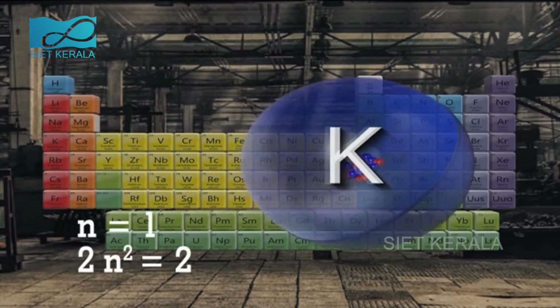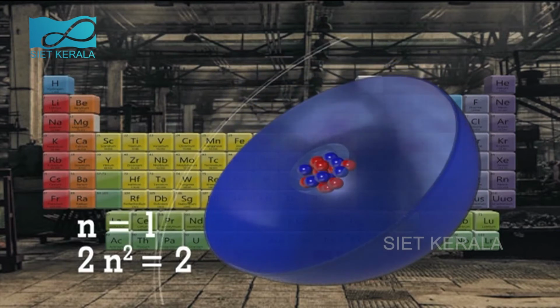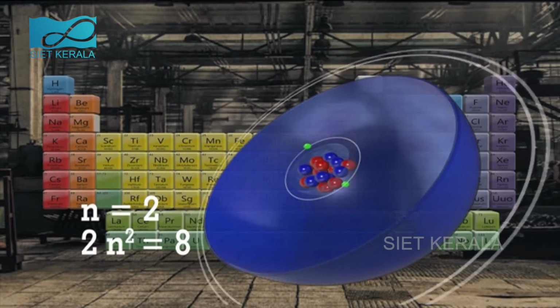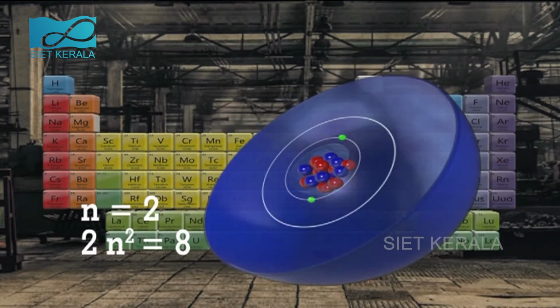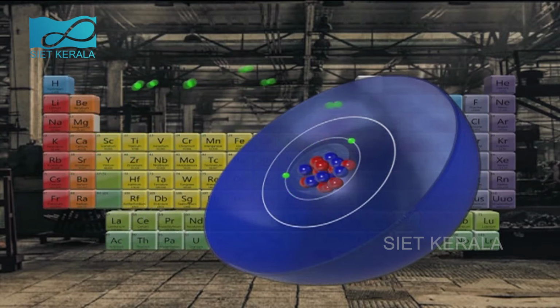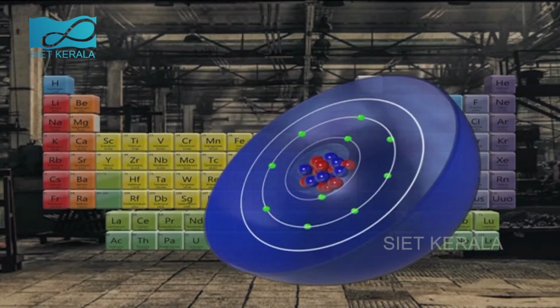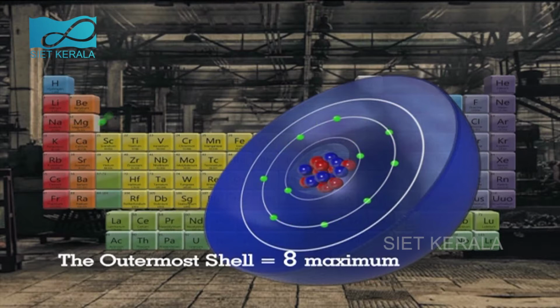For the first orbit, n equals 1. Therefore, 2n² equals 2. Hence, the maximum number of electrons that can be accommodated in the first orbit is 2. Similarly, for the second orbit, n equals 2, so 2n² equals 8. Hence, the maximum number of electrons that can be accommodated in the second orbit is 8, and so on. But remember, the outermost shell can only accommodate a maximum of 8 electrons in an atom.